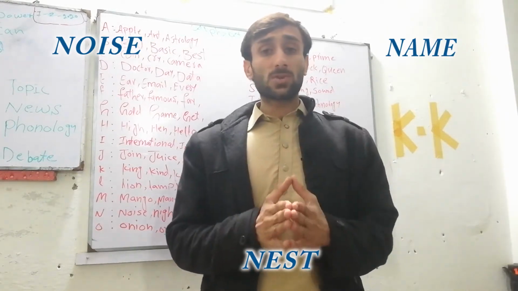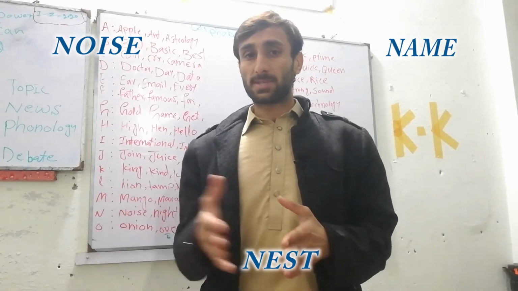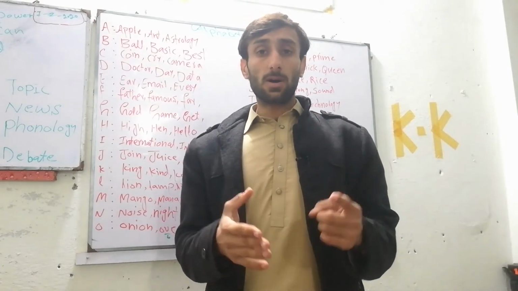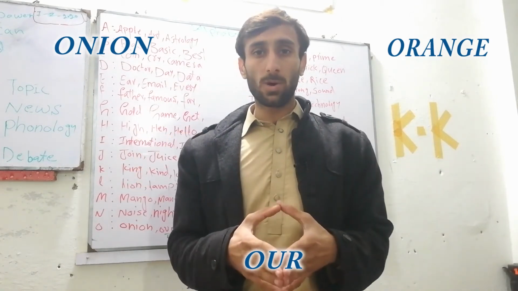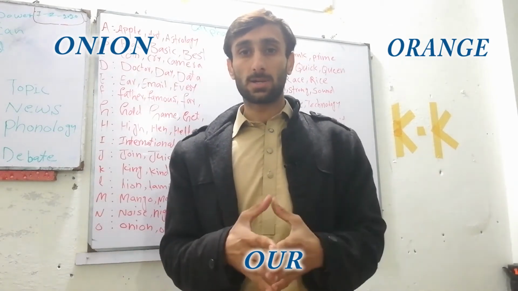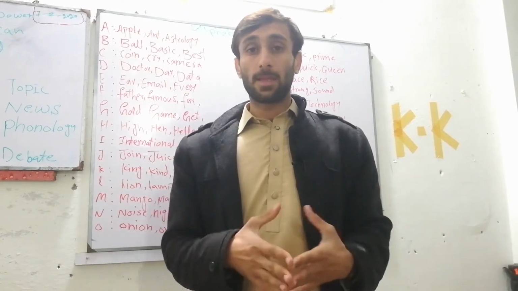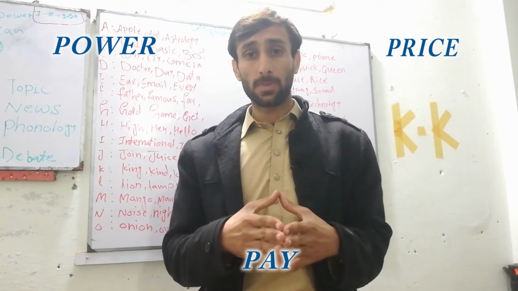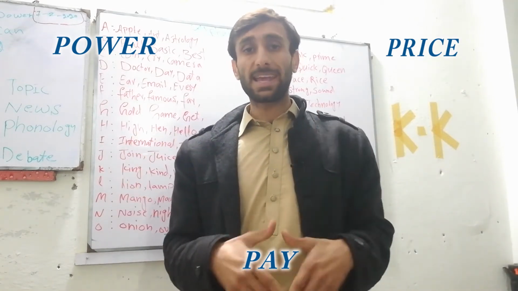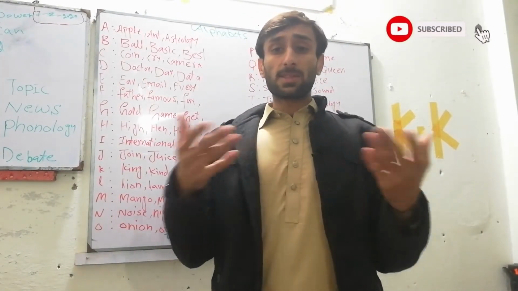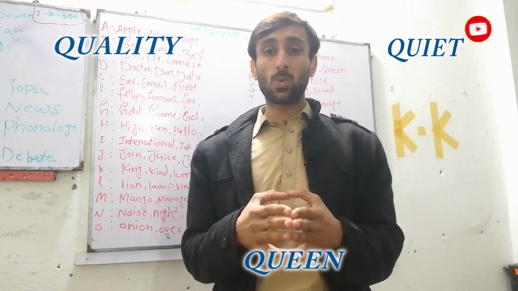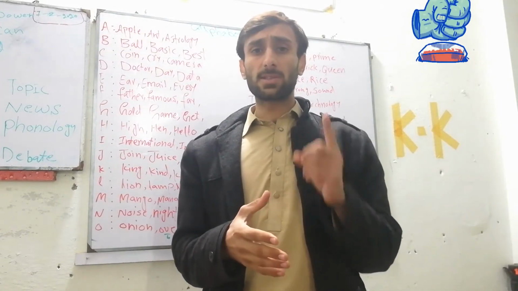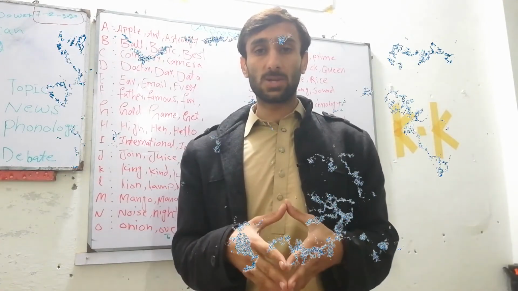And the letter N gives us the sound of N as in the word noise, name, nest, etc. And the letter O gives us the sound of O as in the word onion, orange, hour, etc. So the letter P gives us the sound of P as in the word power, price, pay, etc. And the letter Q gives us the sound of K as in the word quality, quiet, queen, etc.